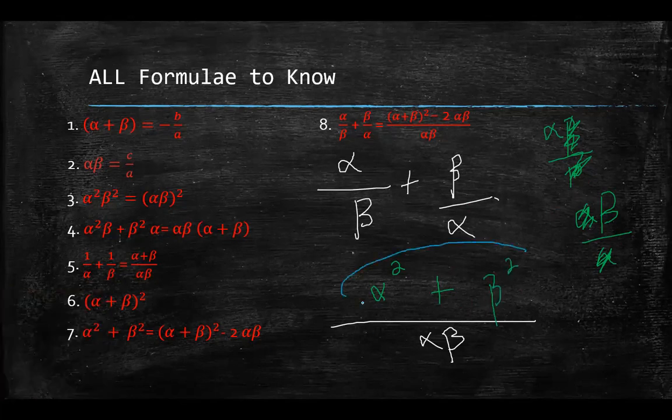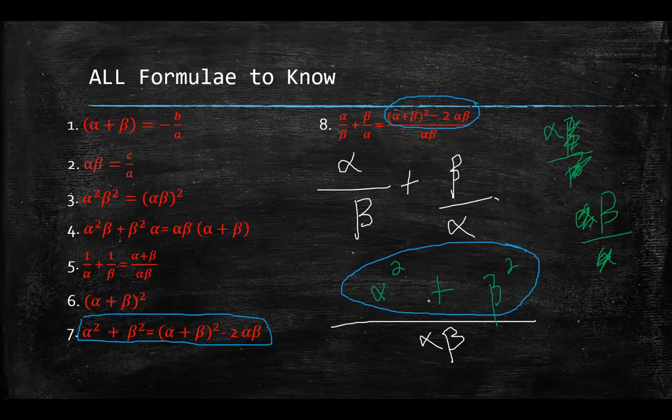Now look at this. Isn't this the same as this? Look at number 7 and tell me, are they the same? Alpha squared plus beta squared is the same as alpha plus beta squared minus 2 alpha beta. Isn't that the same thing? You still lost me for number 8.